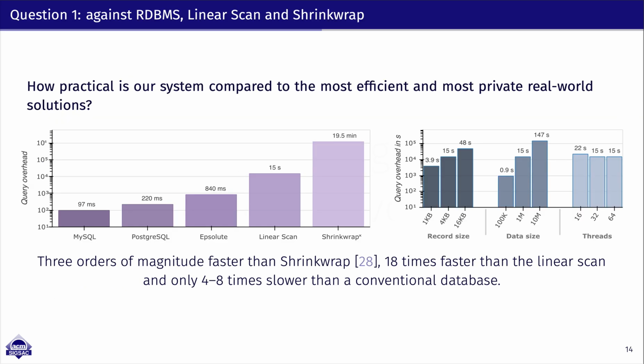The first question we ask is how Epsolute fares against others. It actually fares well. It is only 4 to 8 times slower than the regular DBMS, but is orders of magnitude faster than the scan and ShrinkWrap. We ran linear scan separately in different settings and observed that it lags Epsolute already at only 10,000 records. ShrinkWrap appears slower because it uses linear scan while running in the garbled circuit mode, and it fully pads the result.